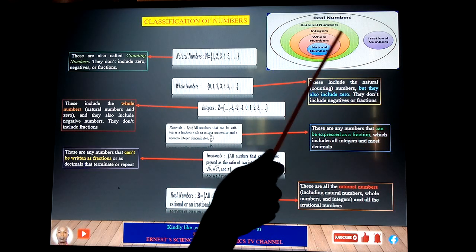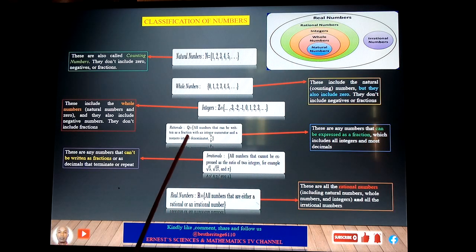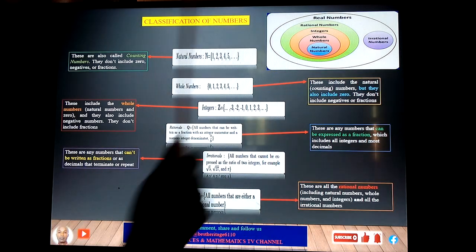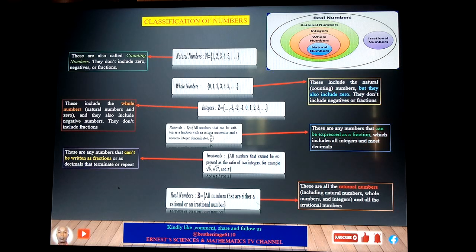And then the next class of numbers are going to be rational numbers. These are all numbers that can be written in the form of a fraction with an integer numerator and a denominator that is not equal to 0. So we can give it in terms of a over b. And of course, we can express them as fractions, as we have seen. And this particular class of numbers is going to encompass all the integers and most of the decimals that we're going to come across. So therefore, they are regarded as rational numbers.